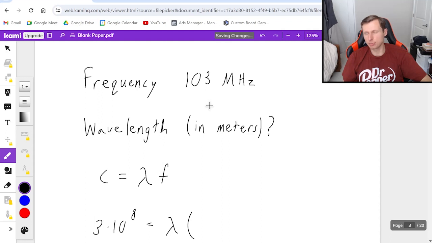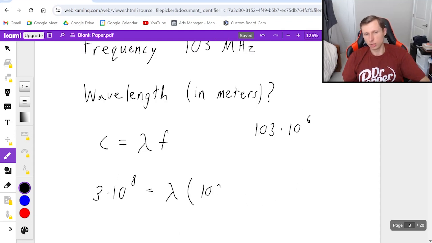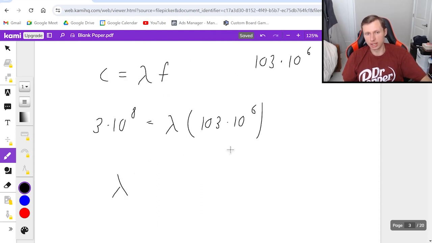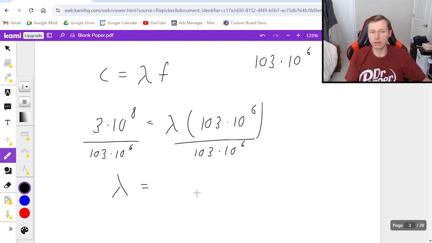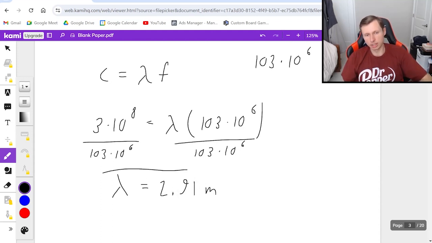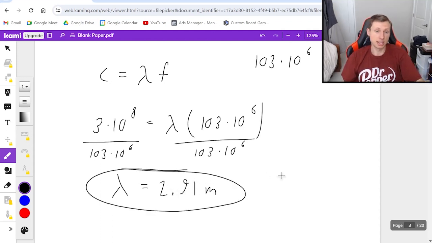Do not just put 103. Megahertz is really 103 times 10 to the 6th. And yes, you should probably know that. And so then it's 103 times 10 to the 6th. So in other words, if I want to solve for lambda, then I just have to divide both sides by 103 times 10 to the 6th power, and that will get me a wavelength of 2.91 meters. And that's the answer for that one.